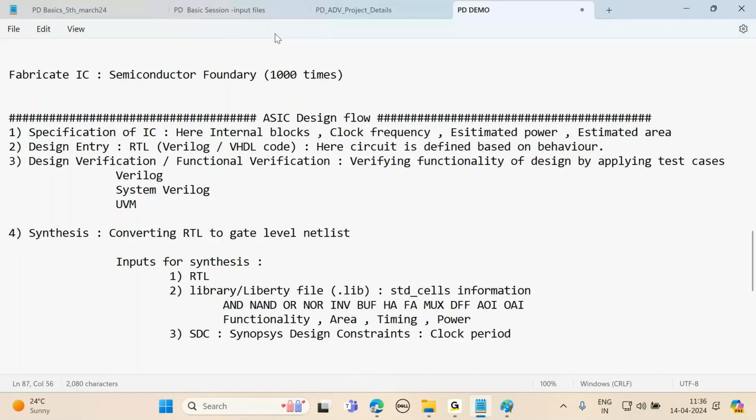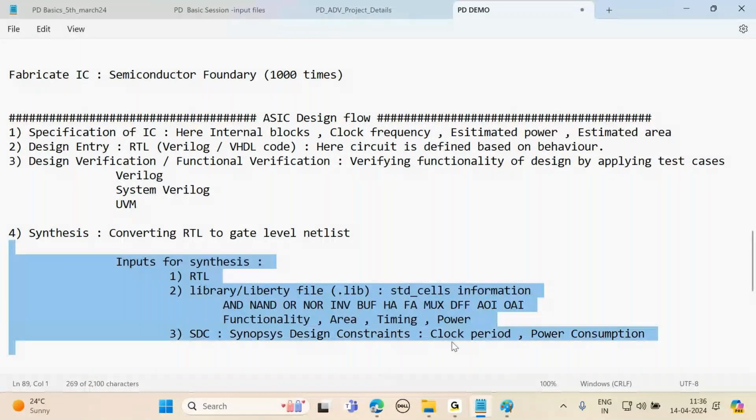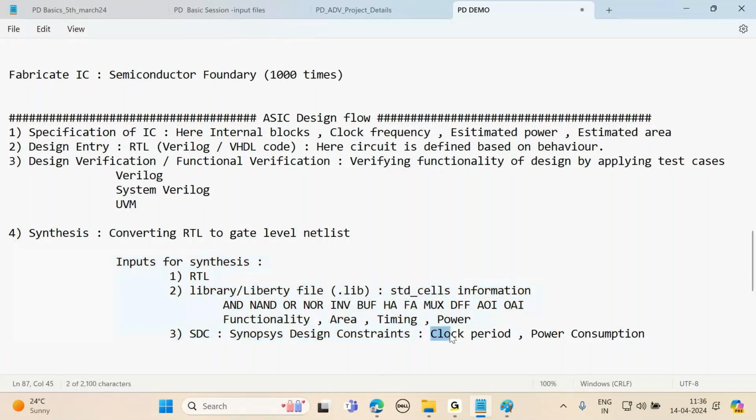And you should use the Synopsys Design Constraints, such as what is the clock period and what is the maximum power consumption. This constraint you should give to the tool. So your tool should do the conversion from RTL to gate level netlist by meeting what? This clock period. Your design should work with this clock period and it should consume only this much power. This constraint you should give to the tool.